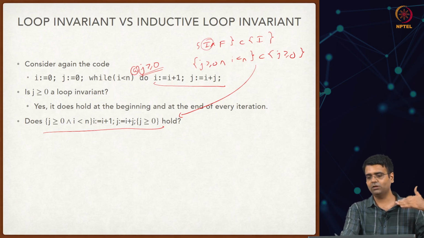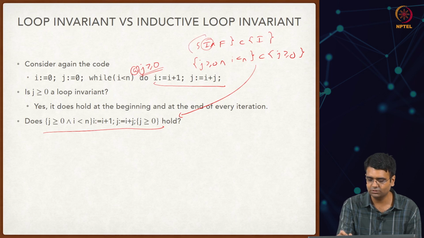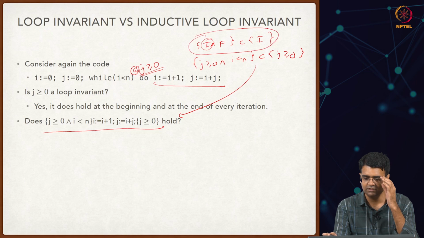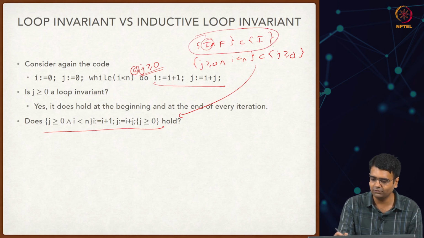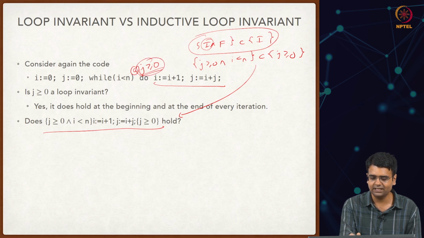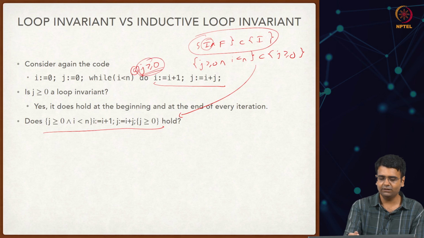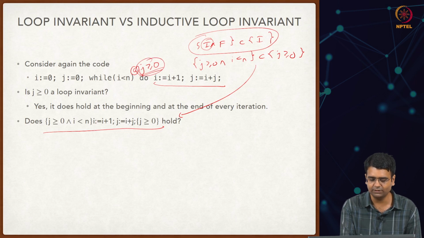Only if this Hoare triple is valid can I use I as a loop invariant in my inference rules. Recall that the inference rules that we have seen for the while loop both have this particular Hoare triple in the premise. So only if I can show the validity of this Hoare triple can I use I, which is j is greater than or equal to 0, as a loop invariant. But does this particular Hoare triple hold or not?